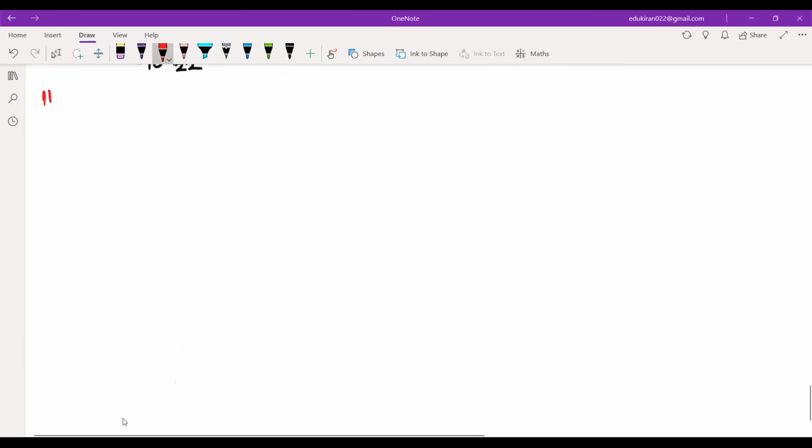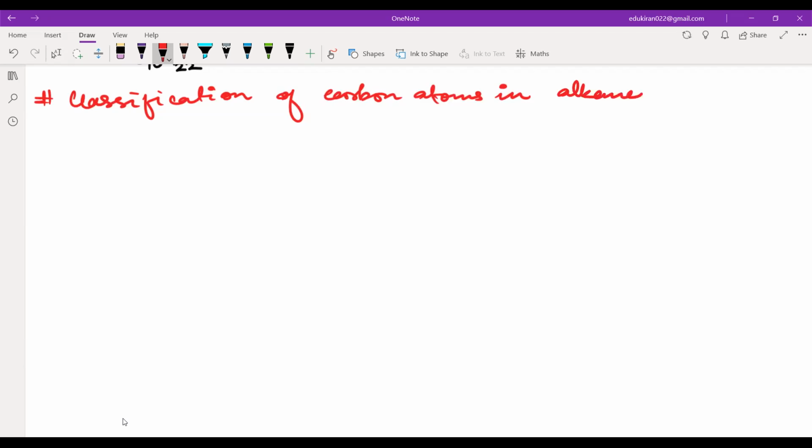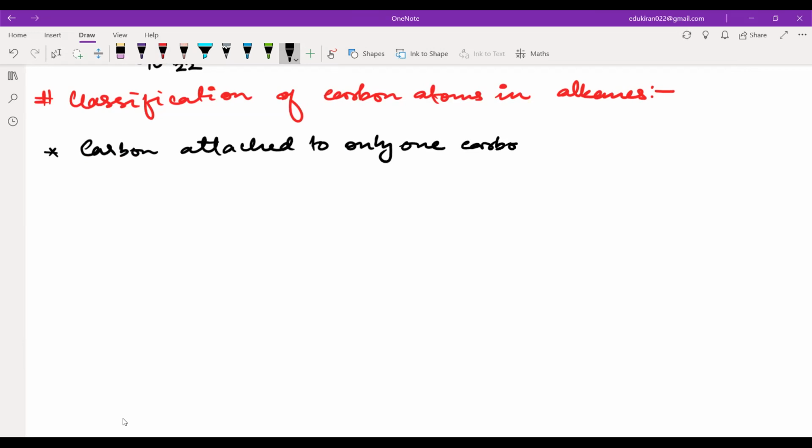Classification of carbon atoms in alkanes and alkenes. It is divided into 4 types. If you have a carbon atom attached to only one carbon, it is known as 1 degree or primary carbon.